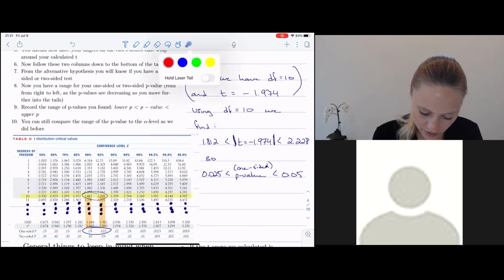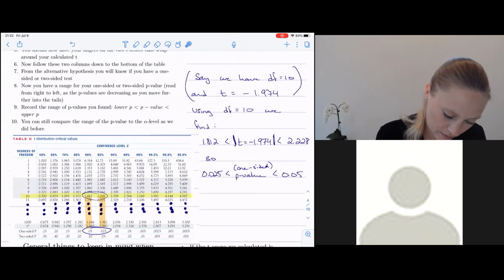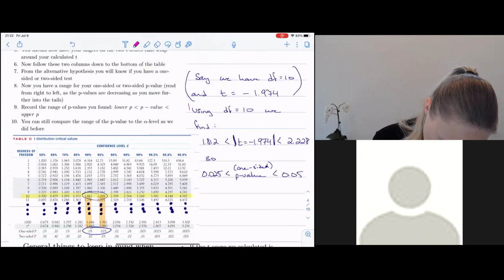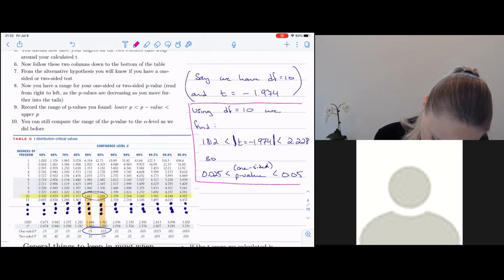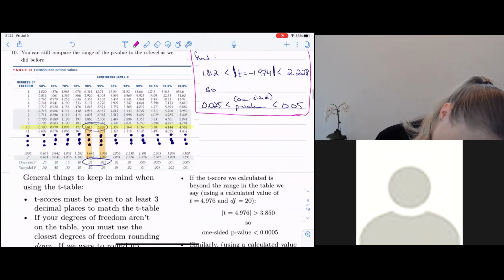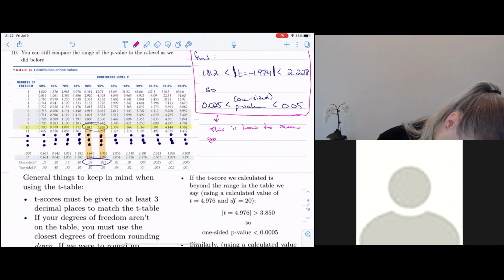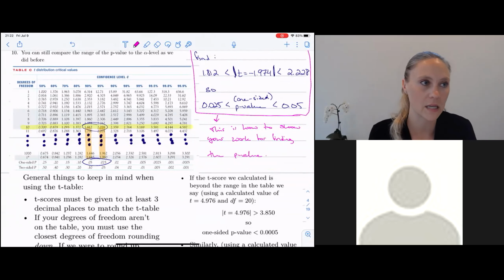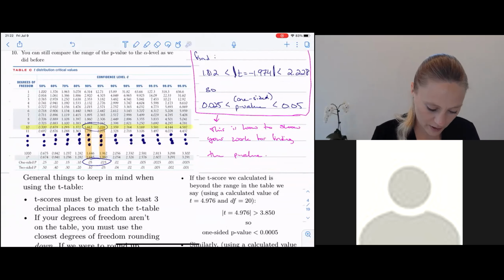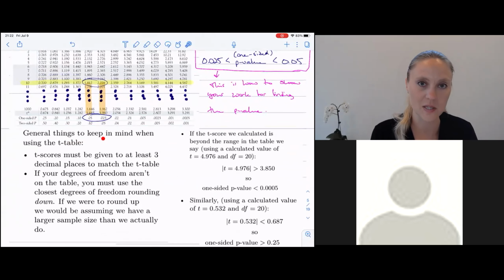Okay, so this is how you would show your work. This is how to show your work for finding the p-value when using the t-table. All right, so I've snuck it into some general things to keep in mind when using the t-table.